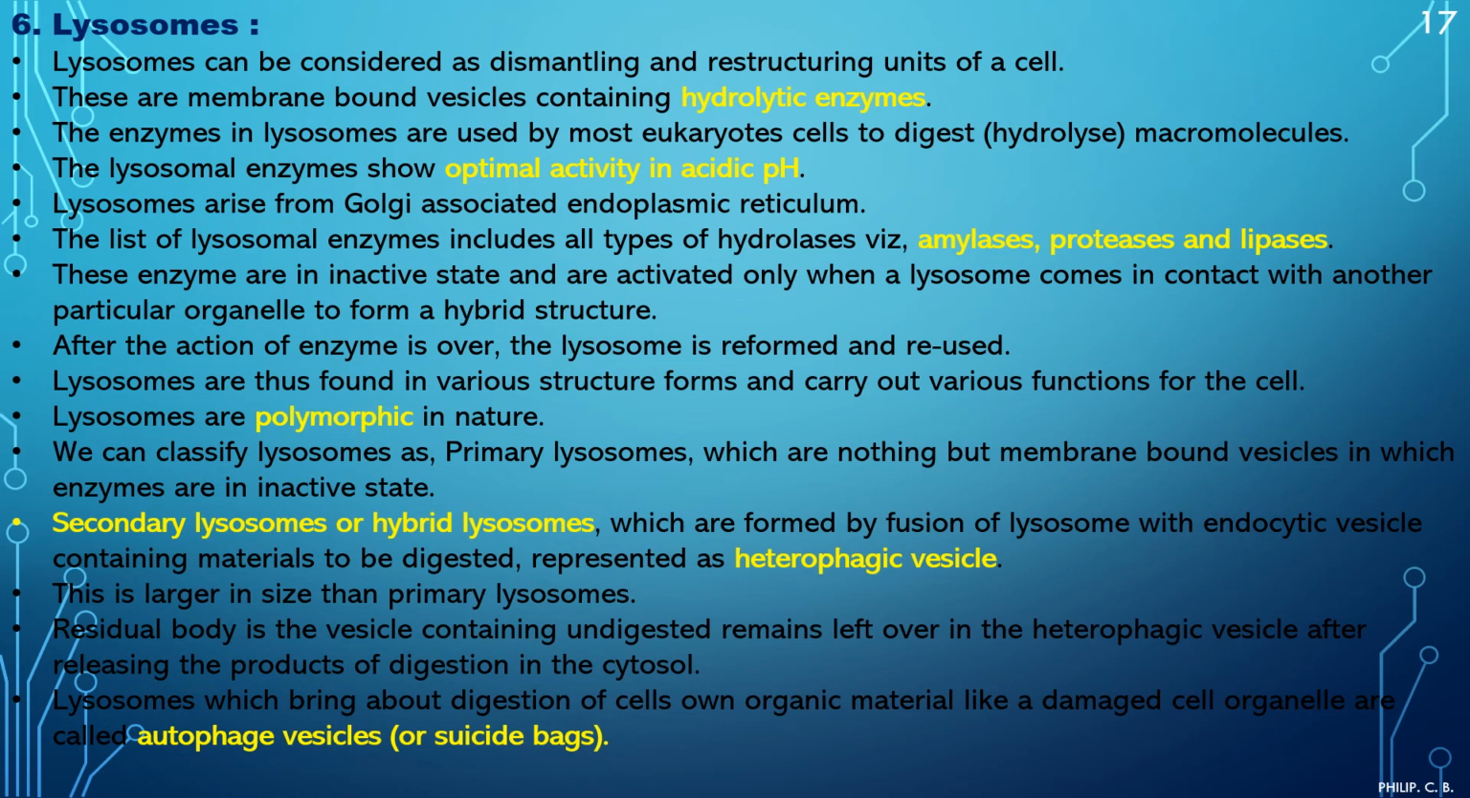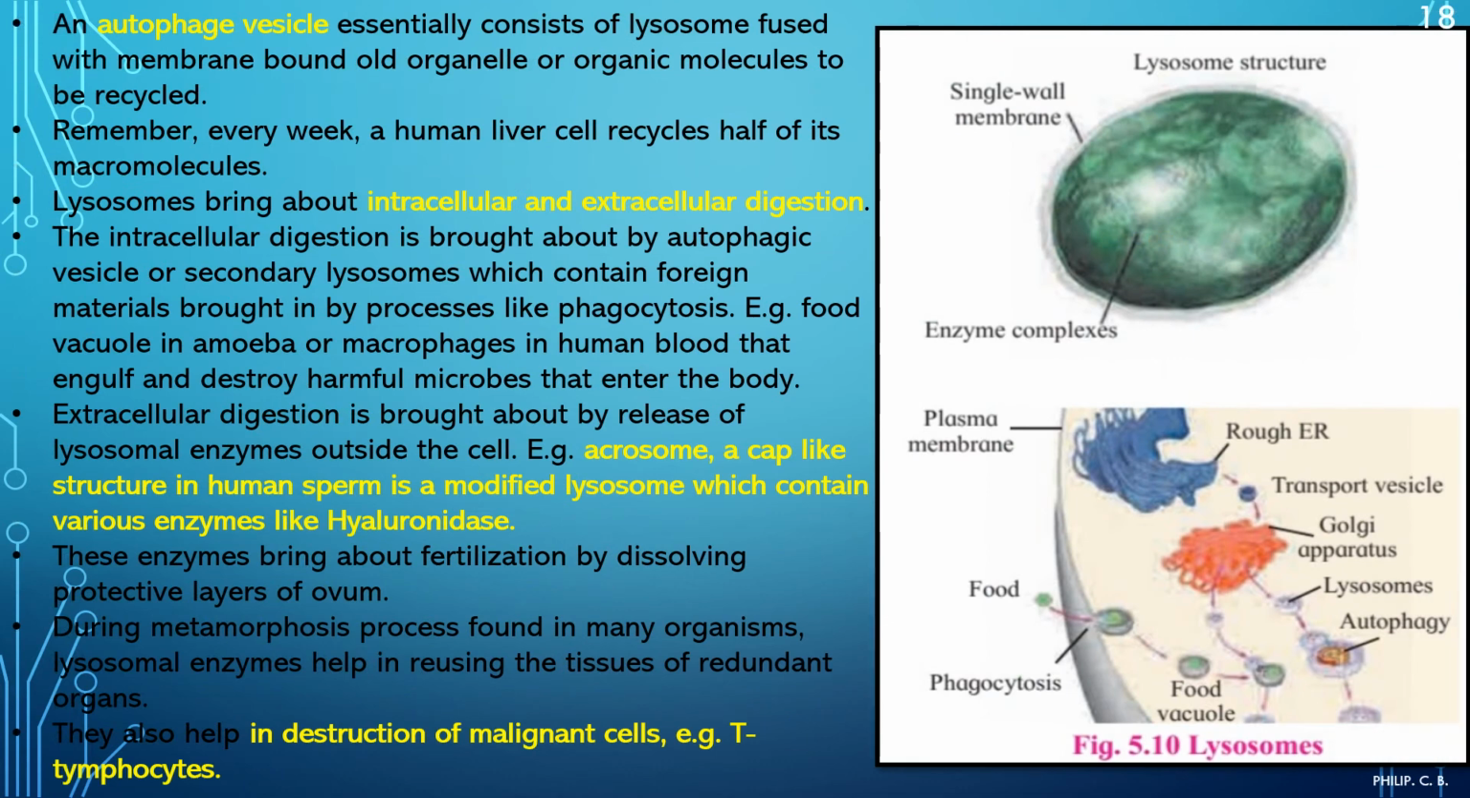Lysosomes which bring about digestion of cells own organic material like damaged cell organelle are called autophage vesicle, or we use the term suicidal bags. So that is why the lysosomes are also called as suicidal bags. Further, an autophage vesicle essentially consists of lysosome fused with membrane-bound organelle or organic molecule to be recycled. Remember, every week a human liver cell recycles half of its macromolecule. So in liver cell, half the cell is recycled.